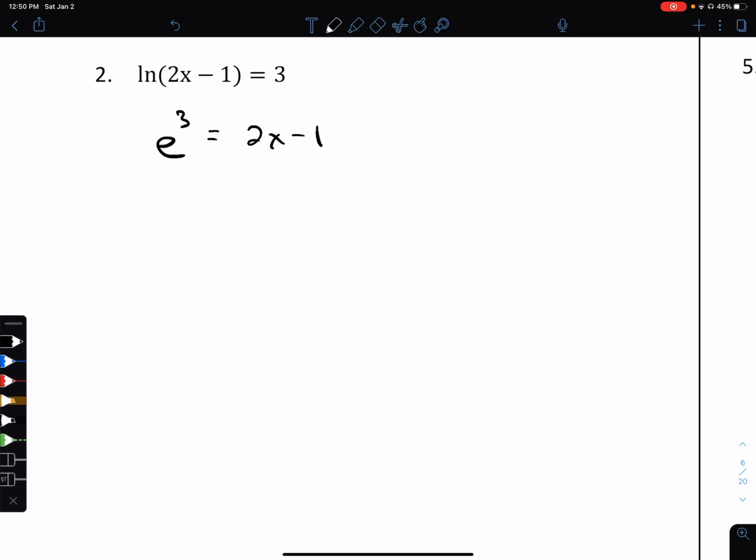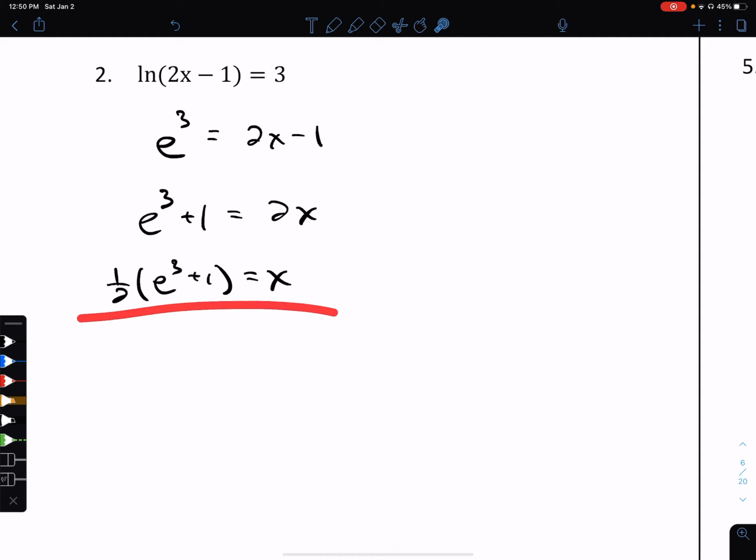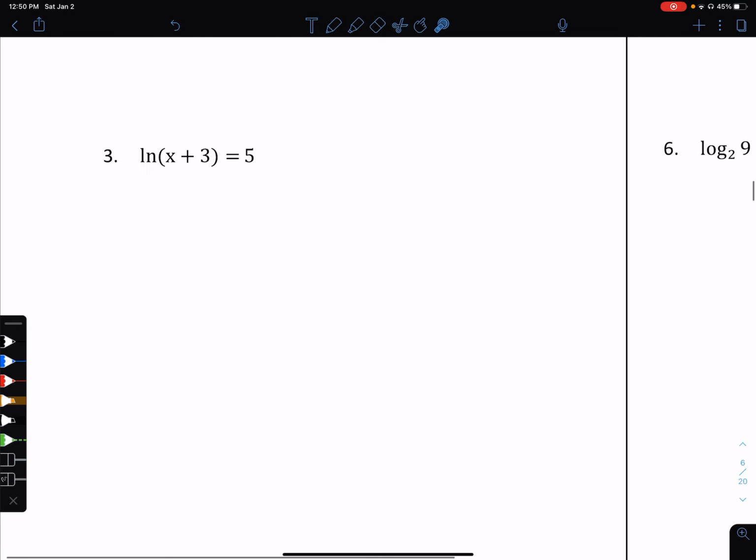We're going to add 1 to both sides. Whoops, didn't add it to the left. I'm going to divide each term by 2 or multiply each term by 1/2. I'm just going to multiply each side by 1/2 and write it like this. This is one version of the answer, an exact answer. If you wanted a rounded answer, you would use your calculator.